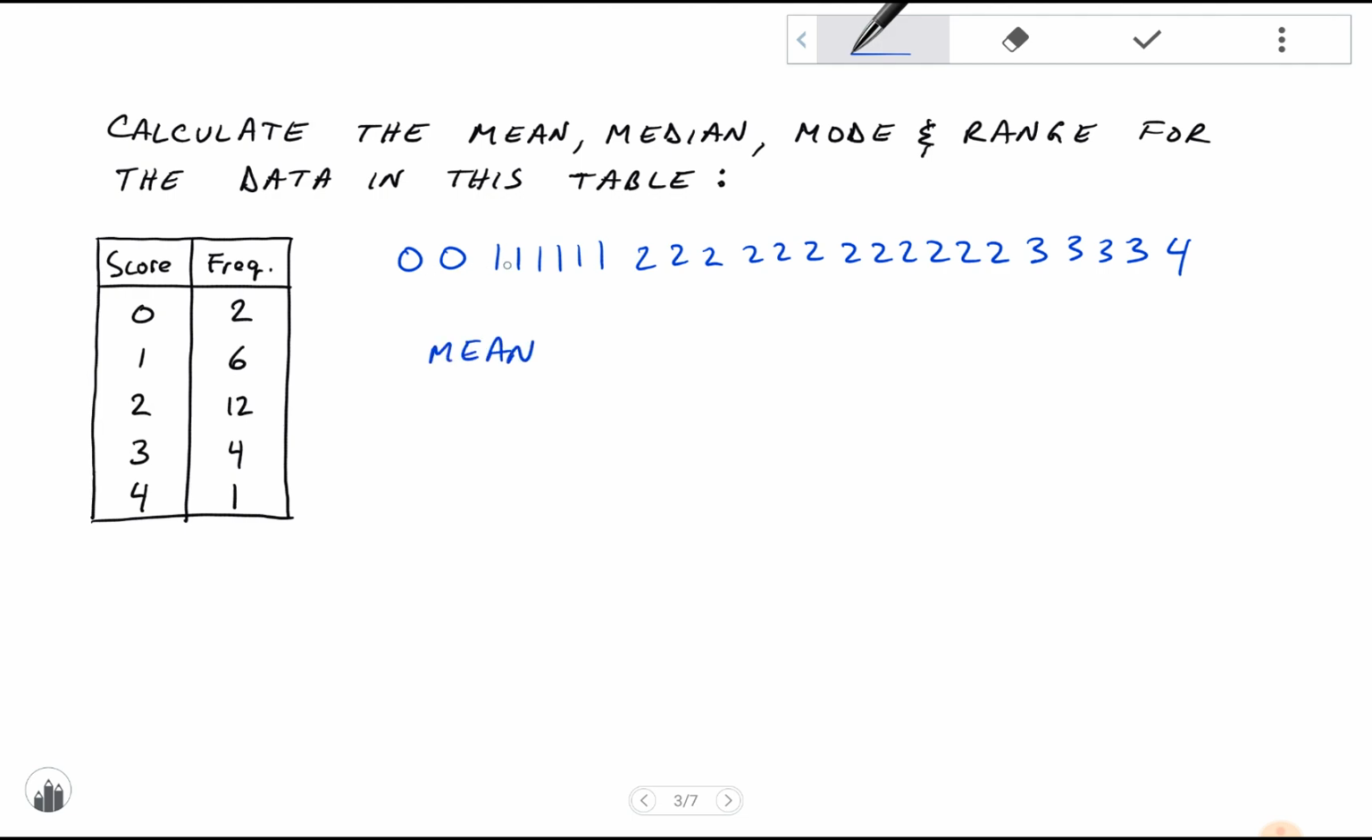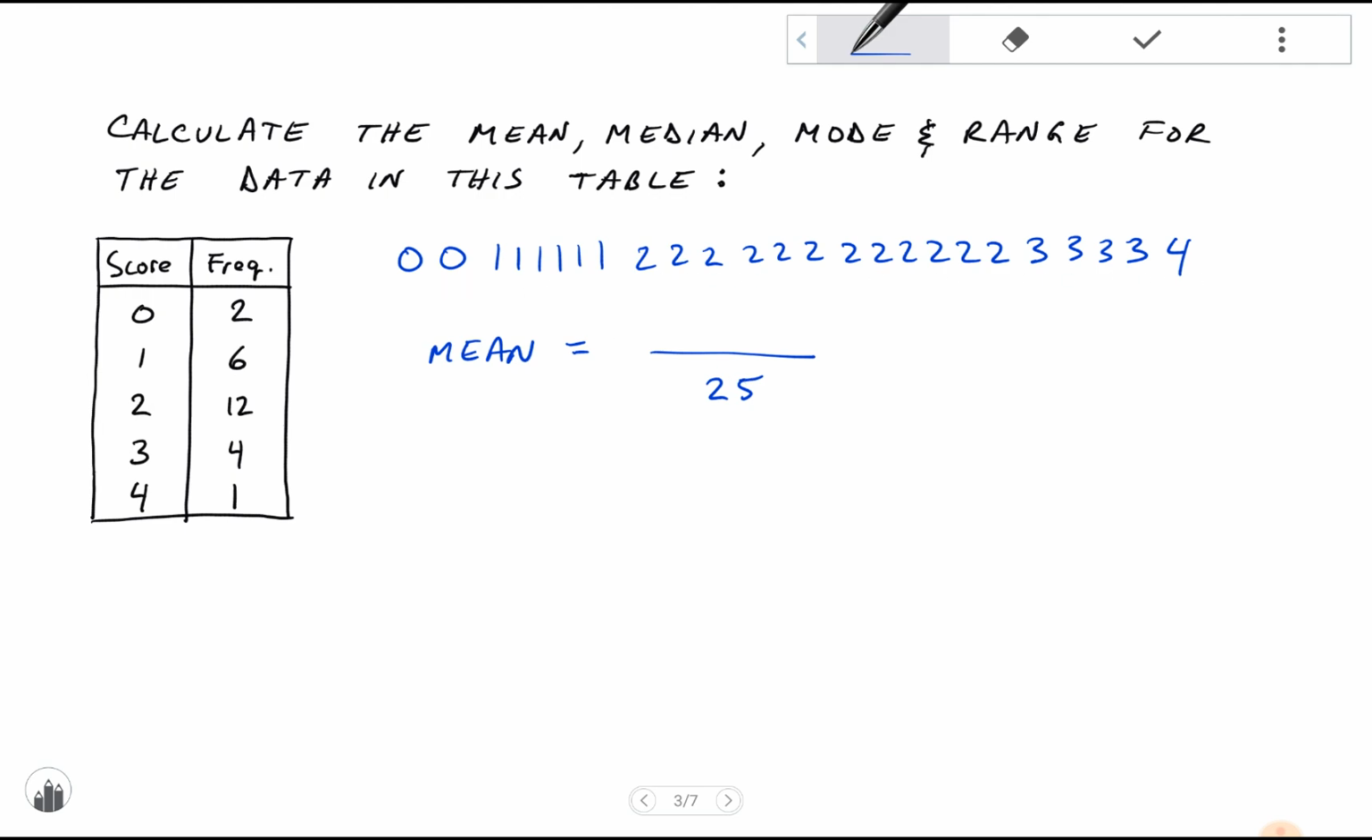We need to add up all of these values. I'm not going to write it out, I'll just put the amount here. But it gets divided by the number of values, right? So we can count those, or we can simply add up this column for frequency. So there's 8, 25. All right, so there are 25 numbers listed here.